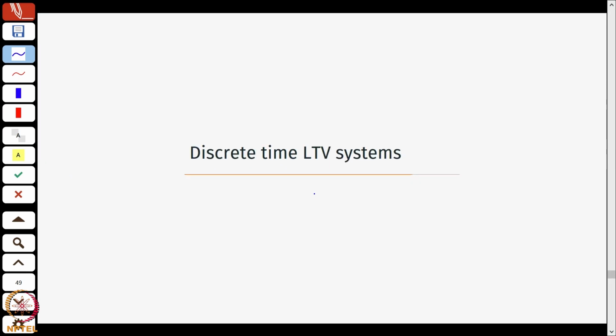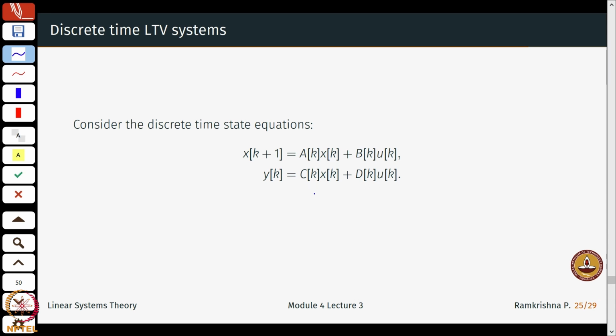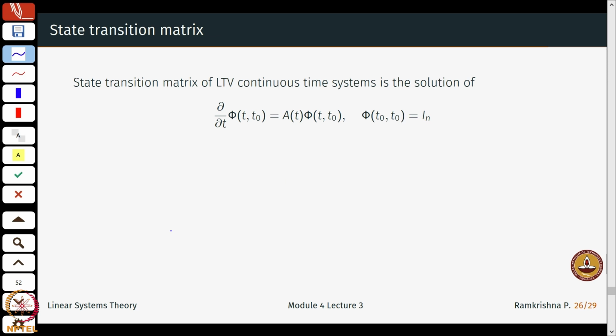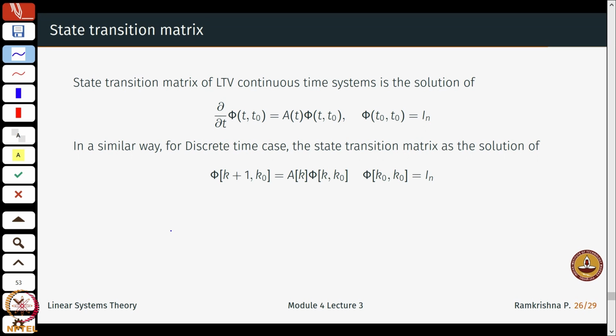The last topic of today would be how do I handle discrete time LTV systems, that is, systems which are discrete time and also varying. The model would be the same, just that A would now depend on k. The aim is to find the solution x of k given a certain initial condition and some input. The steps are again similar. We define an equivalent notion of a state transition matrix for the discrete time case. The steps all remain the same.